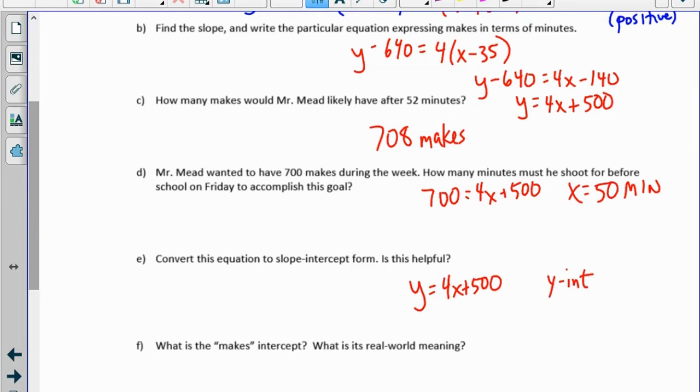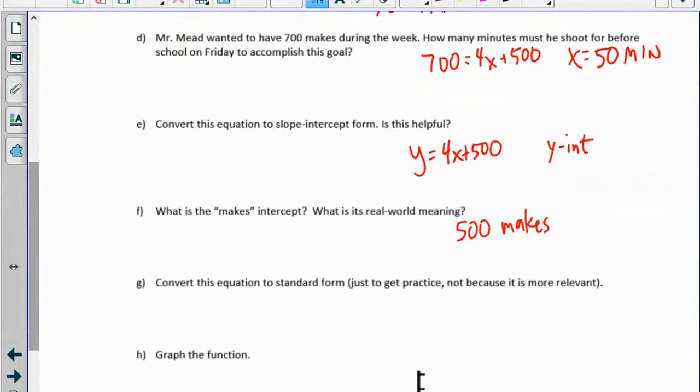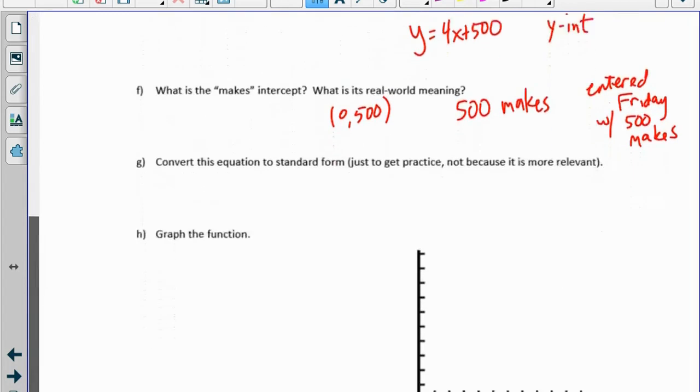Oh, hey, look, letter F asks for the makes intercept, 500 makes, which I could write as an ordered pair 0, 500. What is the real world meaning? That means that he entered Friday with 500 makes already. So that means that entering Friday, he had 500 makes for the week.